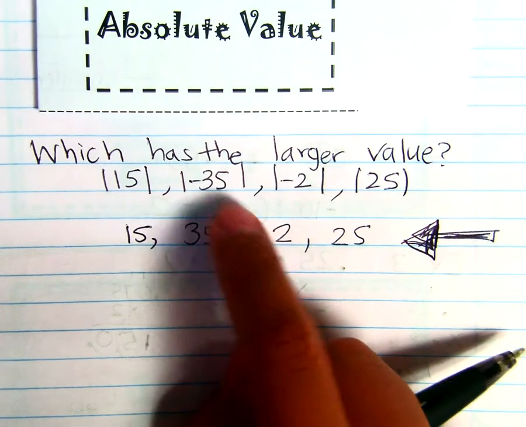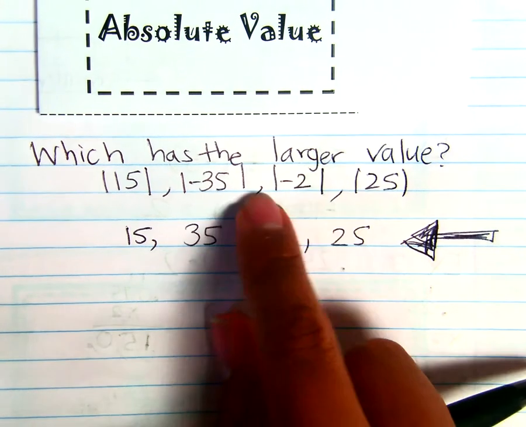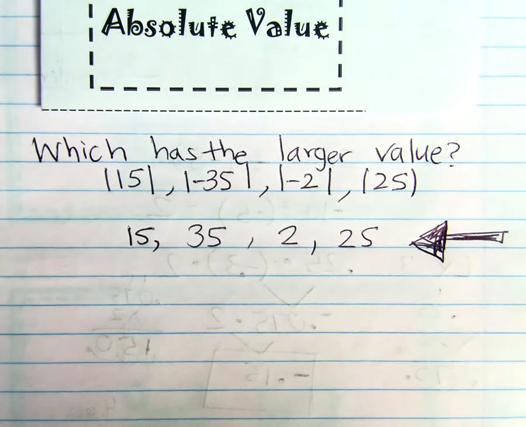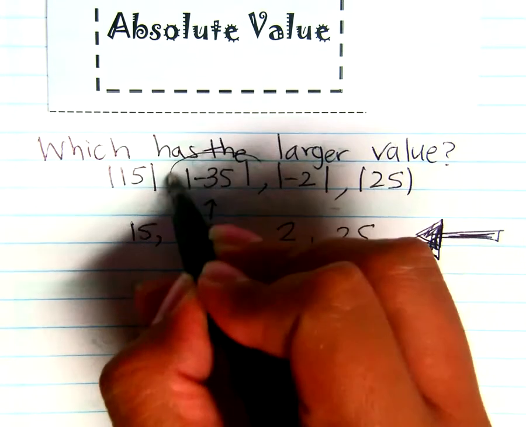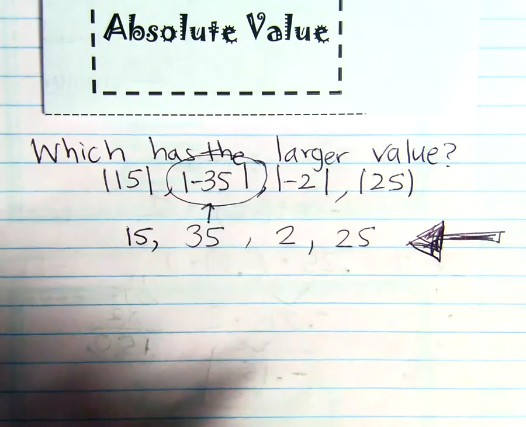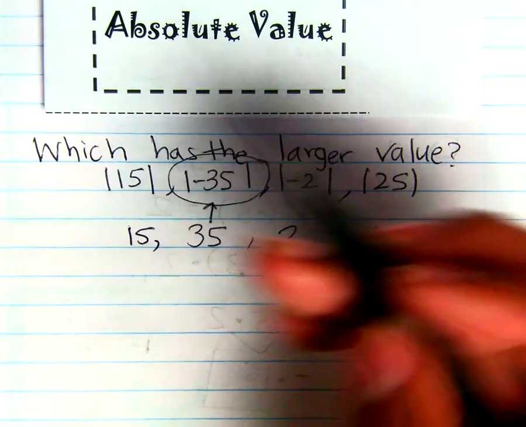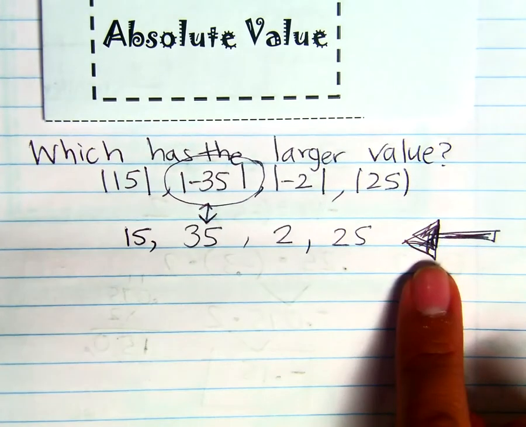Do you guys see how before we took the absolute value, 25 is bigger, right? But because we have those lines, it's telling us we have to take the absolute value. So if we take the absolute value, which one ends up being bigger? 35, which means the absolute value of -35 is actually the largest one. It holds the largest value, just because we know that simplifies down to 35, and that's going to be bigger than 25.